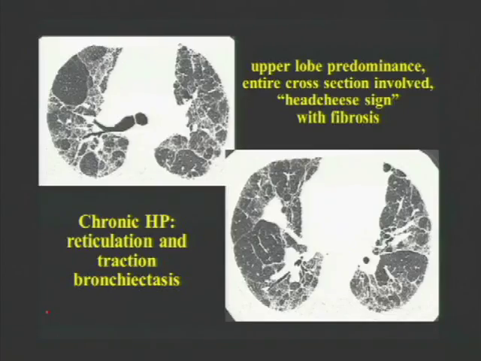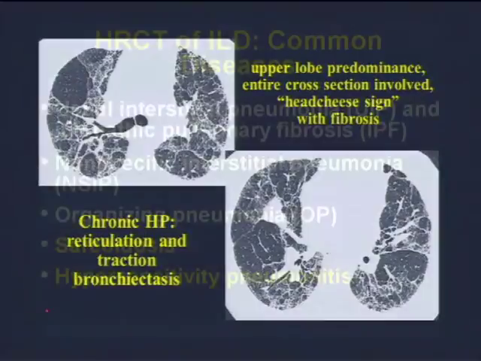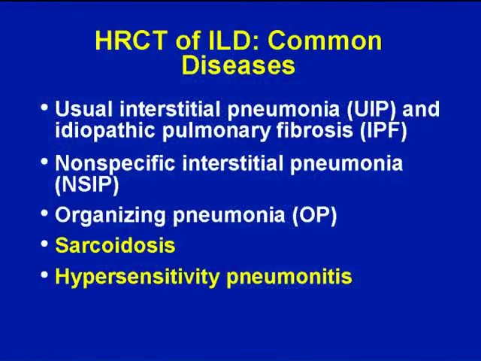Chronic hypersensitivity pneumonitis with reticulation and traction bronchiectasis. Here we see upper lobe predominance. The entire cross-section of lung is involved. There are areas of mosaic perfusion, so this is like the Headcheese sign, but with fibrosis being present. So we're seeing not only fibrosis, but areas of mosaic perfusion and air trapping.